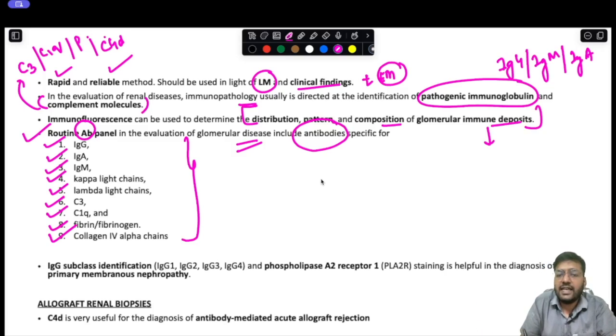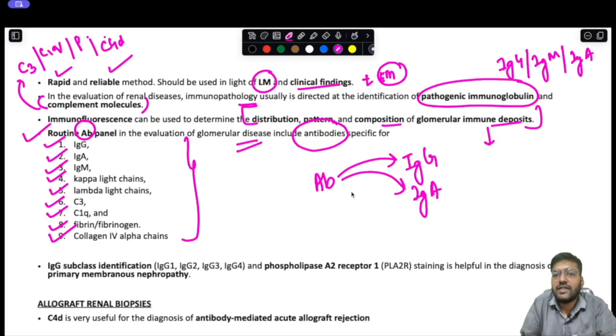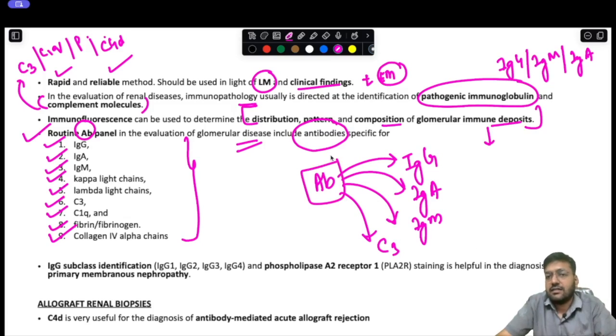Okay, so why are we saying antibodies? We will be employing antibodies which are going to recognize and lead to fluorescence. For example, we have to use antibodies which will detect IgG, antibodies which will detect IgA, antibodies which are specific for IgM, similarly antibodies which are specific for C3 or complement products. So we are actually using antibodies against different other antibodies or the complement system.